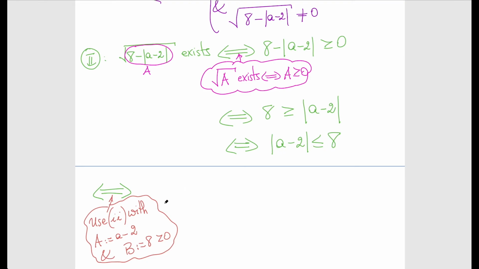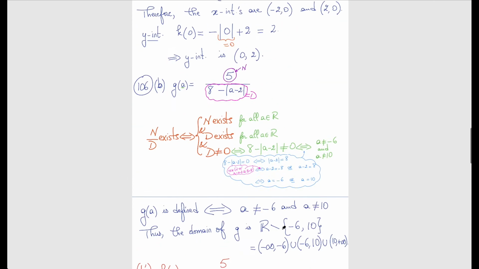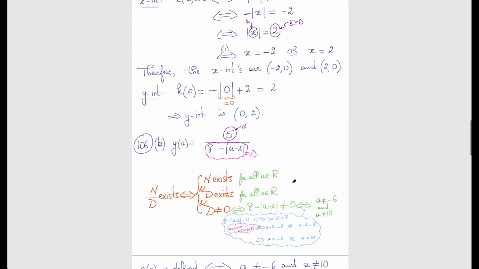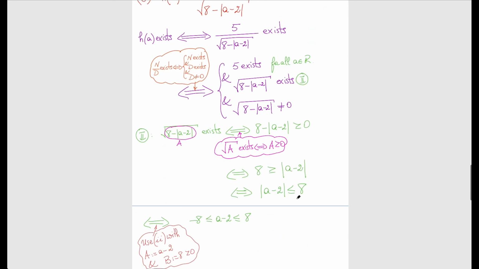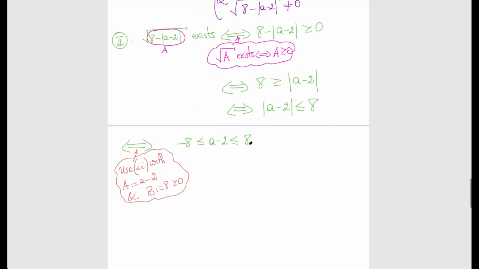Then we can write that the capital A, which is the a minus 2, should be sitting between the minus 8 and the 8. Correct? That's what property 2 is. Let me take you back there. It's right here. Correct? So capital A has to be at least minus B and at most B. So since the capital A is little a minus 2, I'm going to have that a minus 2 has to be between minus B, but B is 8, and B itself.